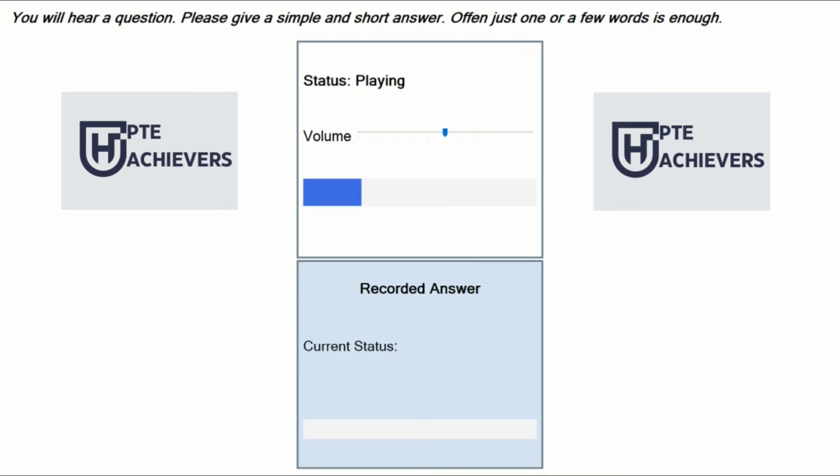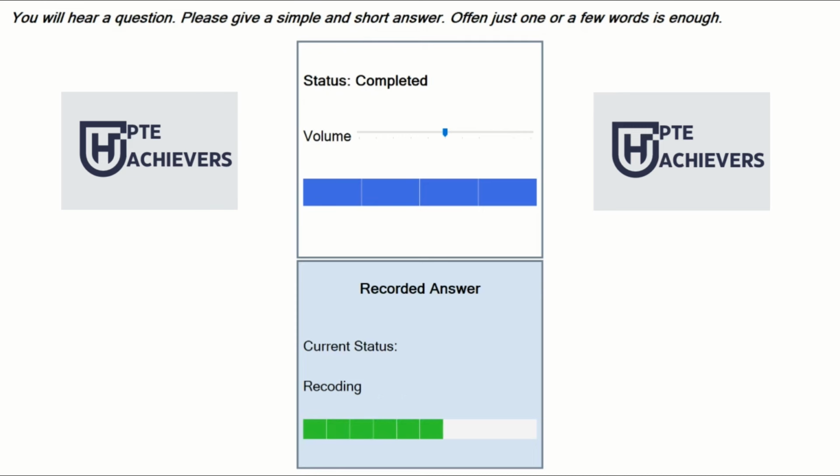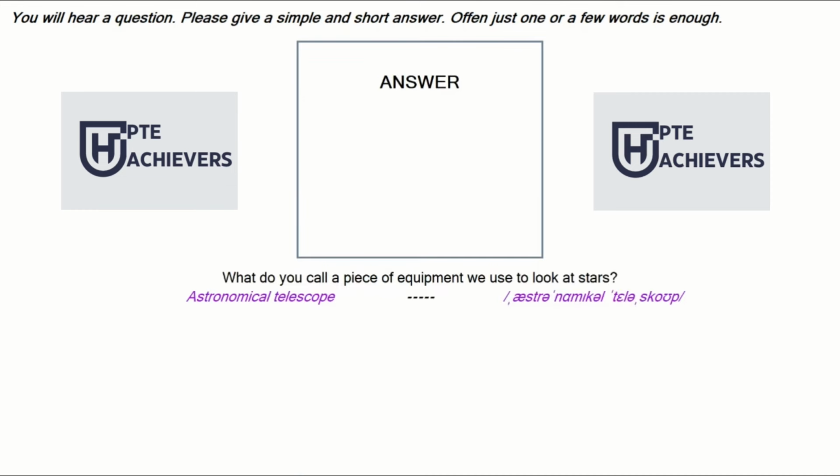What do you call a piece of equipment we use to look at stars? Astronomical telescope.